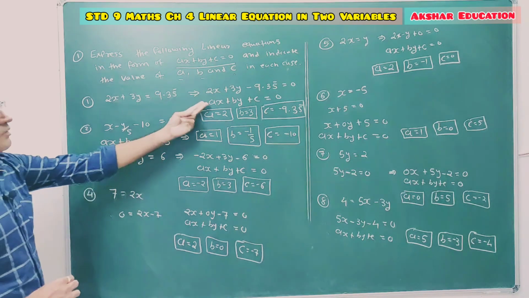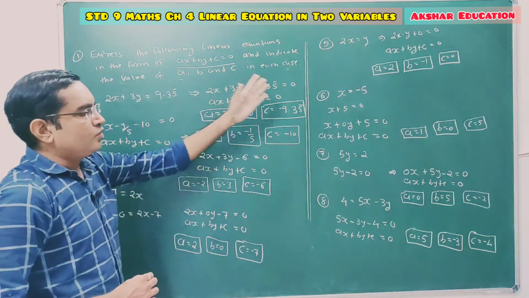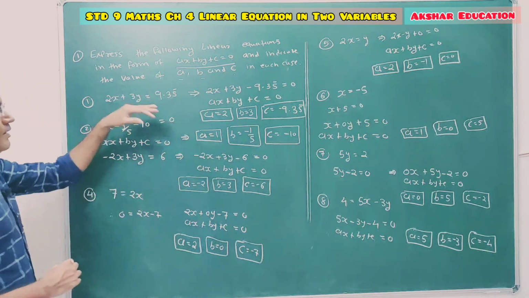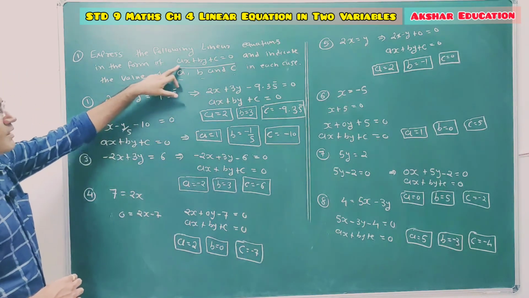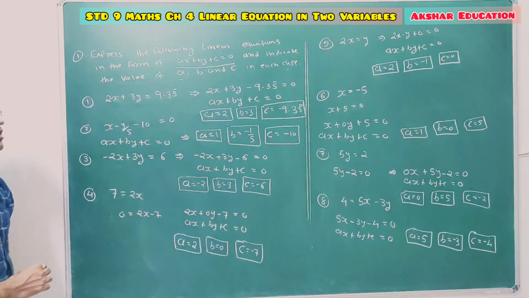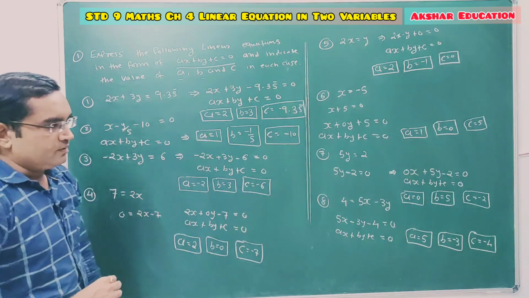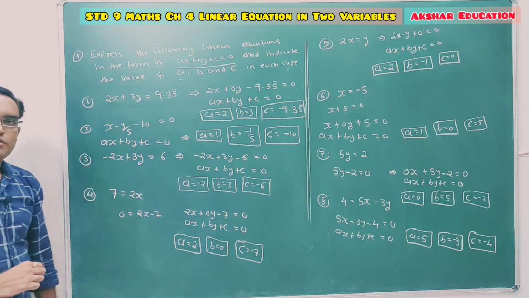So this is how you can write any polynomial in the standard form. That means three terms on the left hand side equal to 0, and by comparing that form with the standard form of a linear equation in two variables, you can find the values of a, b and c. So pause the video to note it down.